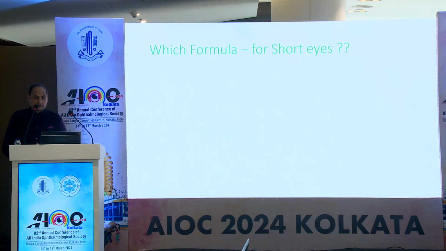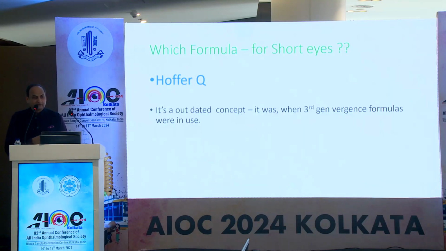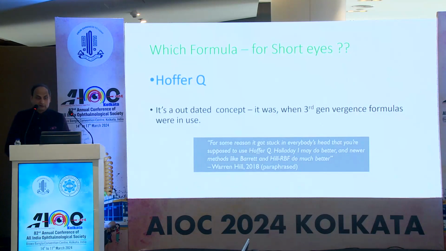So which formulae for short eye? Well, Hoffer Q. How many would use Hoffer Q for a short eye? Everybody. Me also. Well, now listen to this, read this statement. Now it is an outdated concept. It was when third generation formulas were in use. And Dr. Warren Hill also says that for some reason it got stuck in everybody's head that you are supposed to use the Hoffer Q, Holladay 1 may be better, and a few newer methods like Barrett and Hill RBF do even much better.